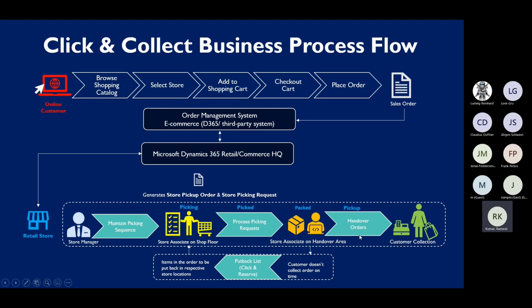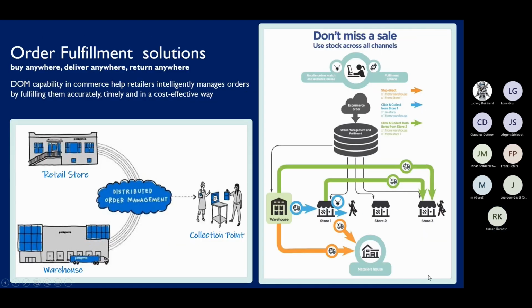Based on the business policy, we can set up a number of days. If the customer doesn't come to collect the order within 7 days, or the particular X days which is configured, we can put it back as a click and reserve item as well, and it will be added to the store inventory. Order fulfillment is mainly with distributed order management. Currently, distributed order management has great capability, which helps retailers intelligently manage orders, and we are giving the options to buy anywhere, deliver anywhere, and return anywhere.